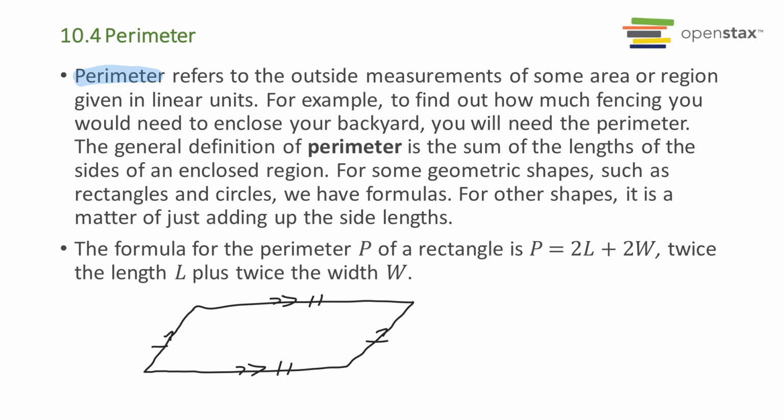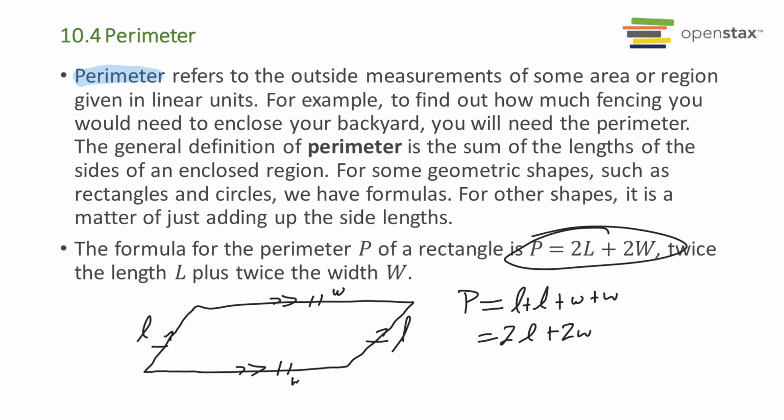And so if we call this the length, so these two sides are the lengths and these two sides are the widths, then the perimeter is just adding up the distance around. So that's going to be L plus W plus L plus W, which is 2L plus 2W. And so that's where we get the perimeter formula, 2L plus 2W. And that is special for parallelograms or anything that is born out of a parallelogram, such as a square or a rectangle.